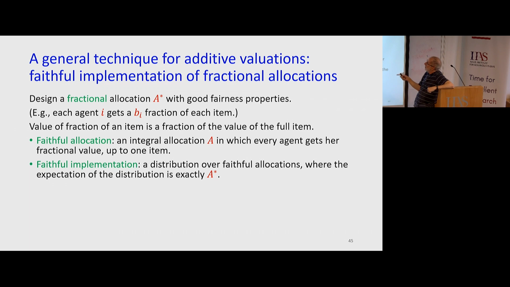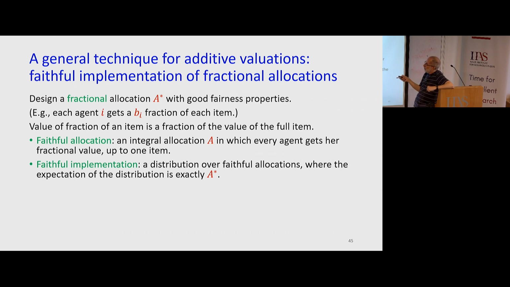And what is the faithful implementation? It's a distribution over faithful allocations, where the expectation of the distribution is exactly the fractional allocation. So this is a distribution over allocations, such that if you pick at random an allocation from this distribution, and I look at a particular item, the probability that I get it is exactly equal to the fraction of that item that I got in the fractional allocation.